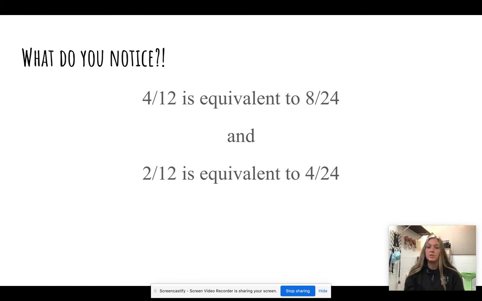4/12 is equivalent to 8/24. 4/12 was the probability of grabbing a green block in the first question with the single bag. The combined bags, the probability of grabbing a green was 8/24. So those are equivalent. And 2/12, which was the probability of choosing a red block before they were combined, is equivalent to 4/24, which is the probability of drawing a red block once they were combined.